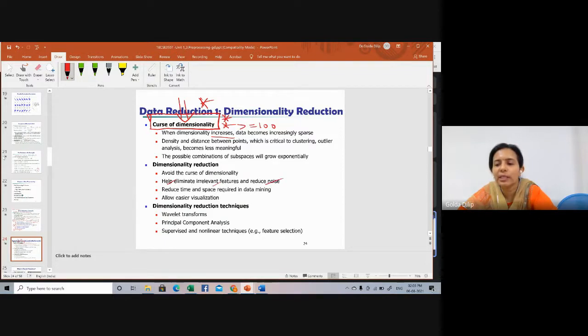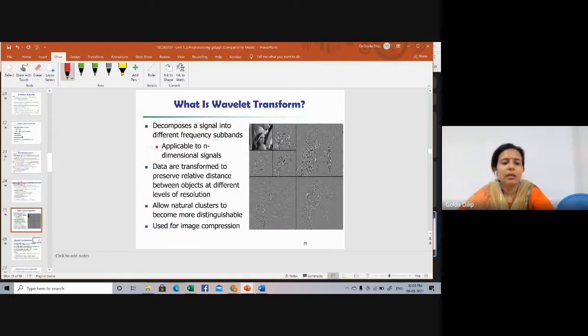Dimensionality reduction helps to eliminate irrelevant features, reduce the noise, reduce the time and space required for data mining, and allow easier visualization. So these are the various dimensionality reduction techniques. First is the wavelet transformation. Wavelet transformation is basically a linear signal processing technique, called the DWT, discrete wavelet transformation, a very important component in signal processing applications.